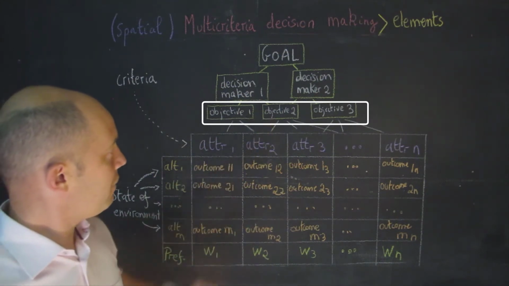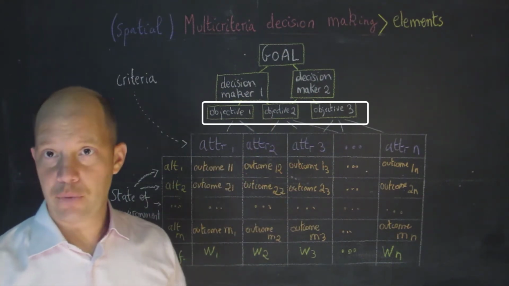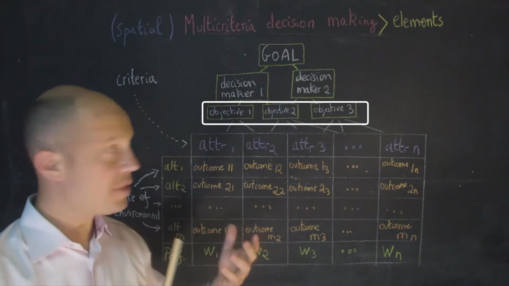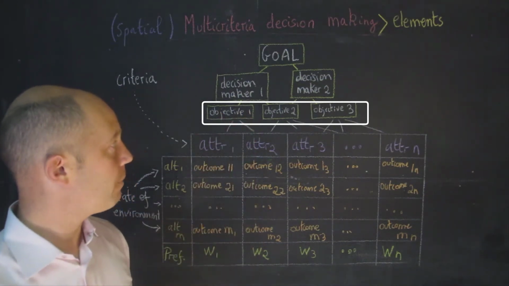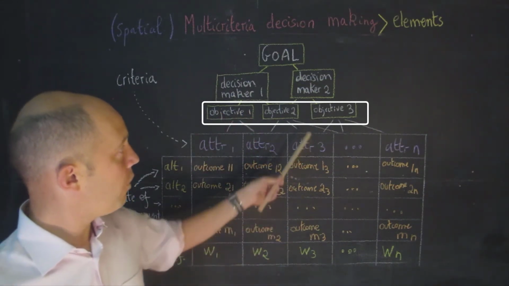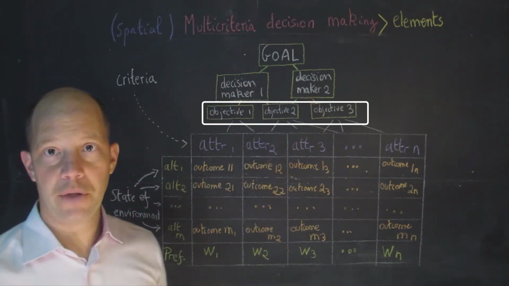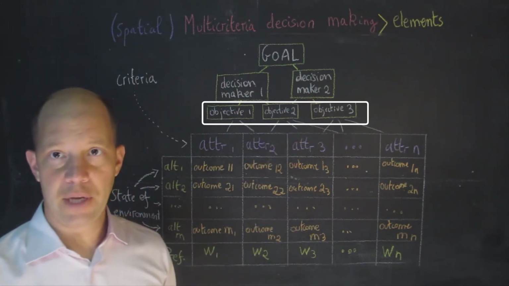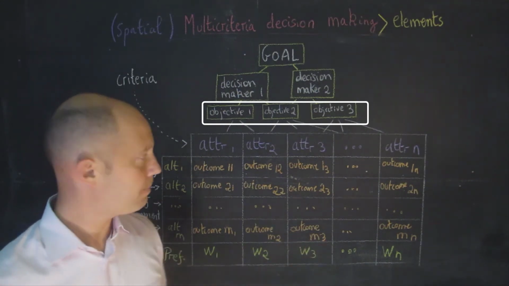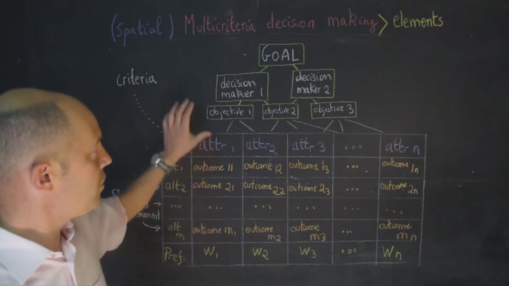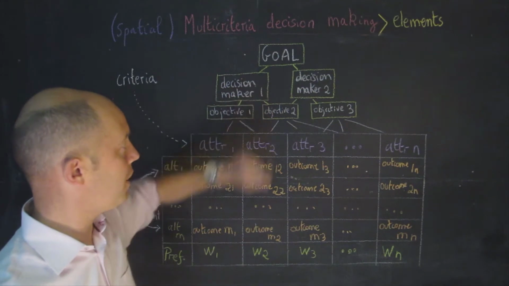The second objective could be the price, and the price would most likely be something that both decision makers care about. While maybe for your spouse, the third objective may be whether or not the apartment can accommodate, let's say, pets like dogs or cats.